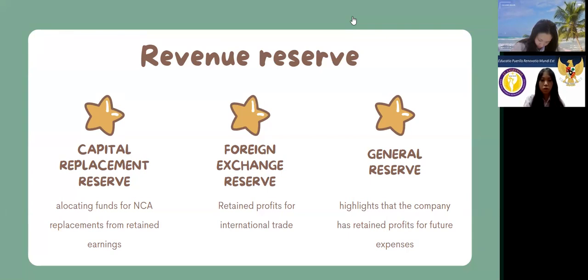Okay, lastly is the general reserve. This reserve highlights that the company has retained profits and it might need them for future expenses, before they are distributed to the shareholders in the form of dividends.